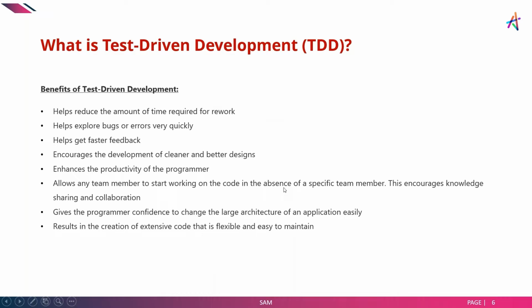Now, what are the benefits of it? Why should we use test-driven development rather than the traditional approach of testing? Test-driven development helps reduce the amount of time required for rework, helps to explore bugs or errors very quickly and effectively, helps get faster feedback, encourages the development of cleaner and better design, enhances the productivity of the programmer, and so on. These are some of the benefits of using test-driven development.